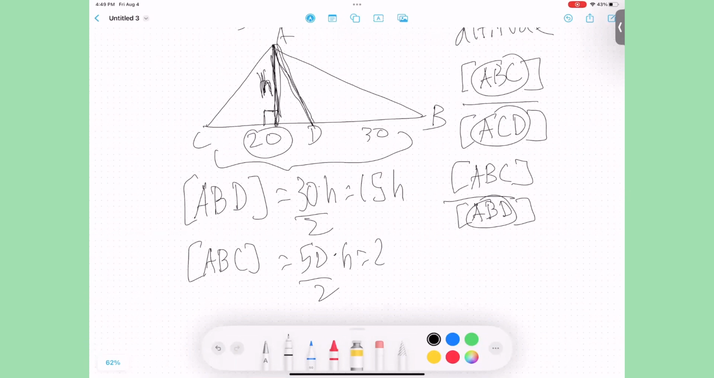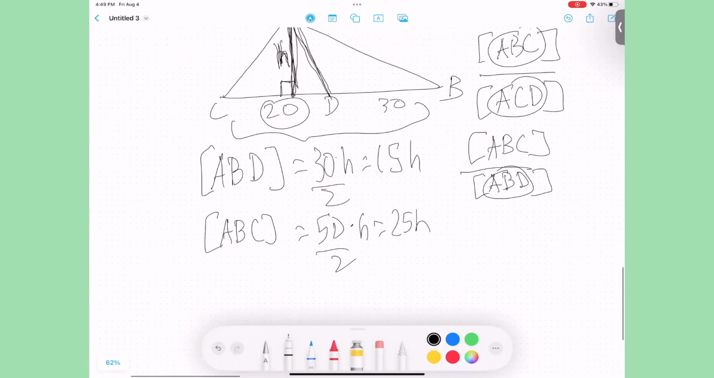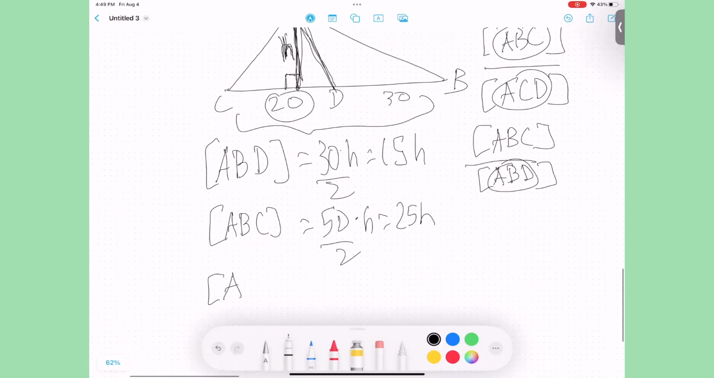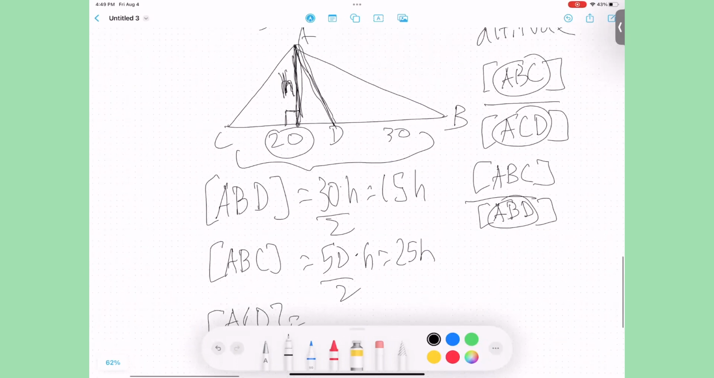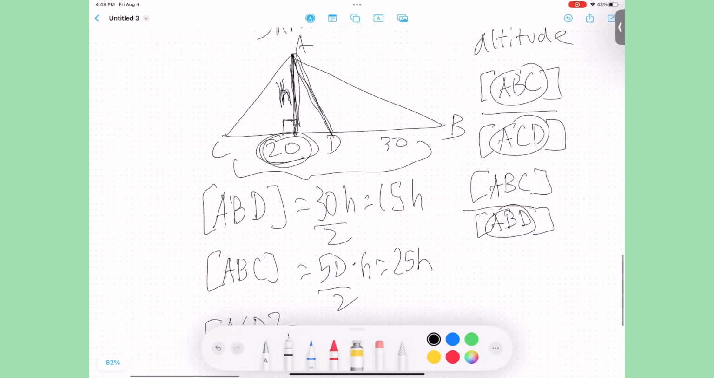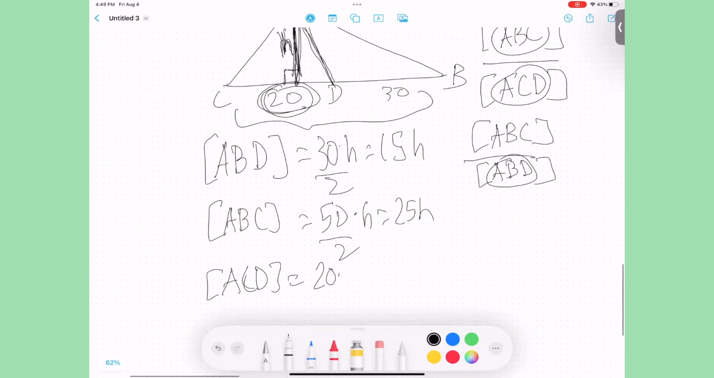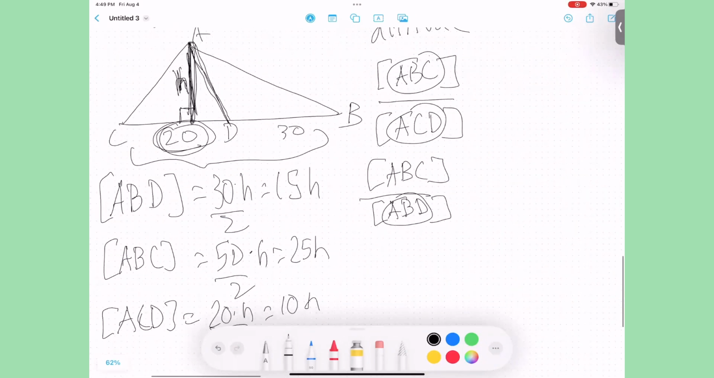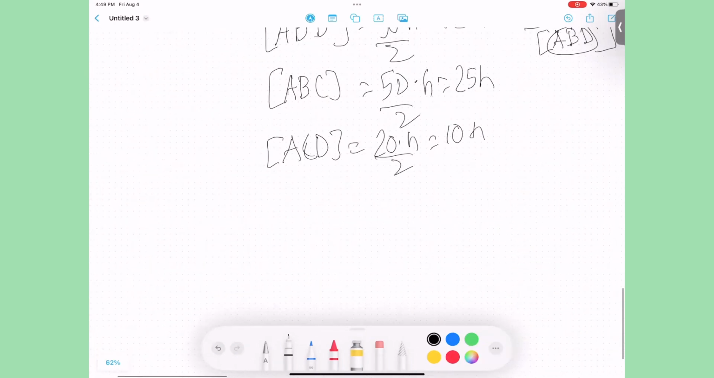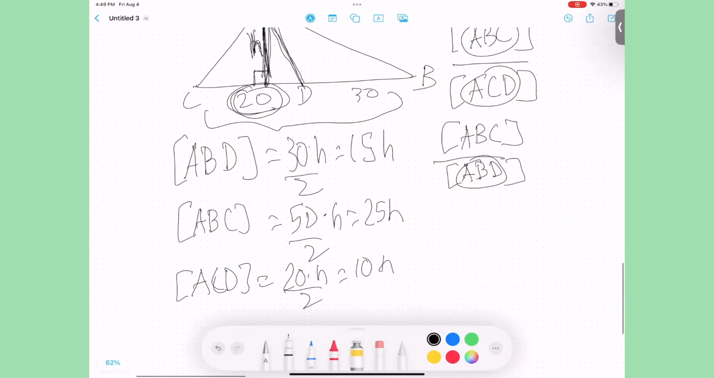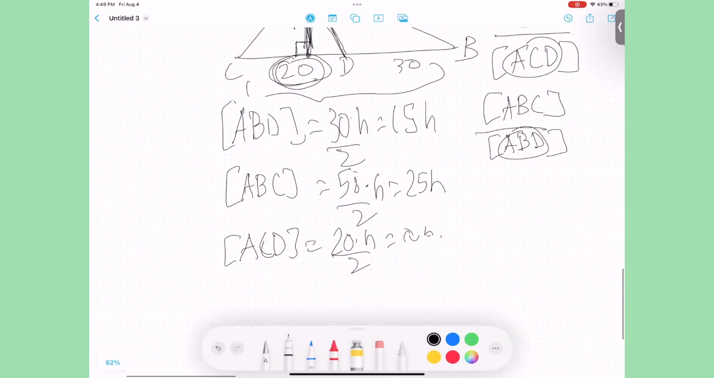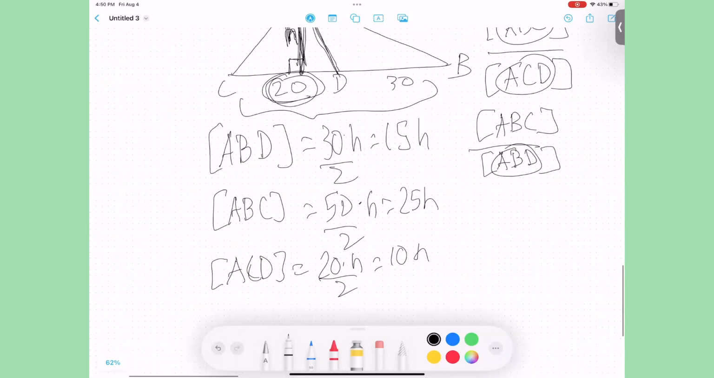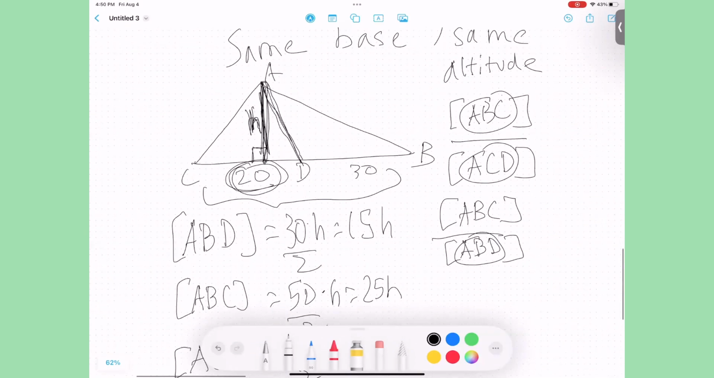You get 25H. And then for calculating the area of ACD, same thing. The side length is 20, and then the height is H. So there's 20 times H over 2. Now you can just calculate the ratios. It's not a big deal now. So that's basically what this problem is a good example of: same altitude.